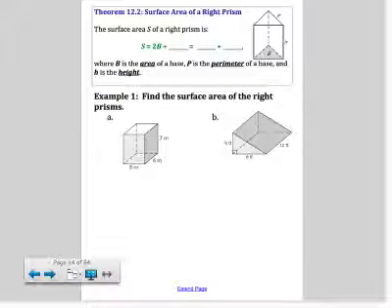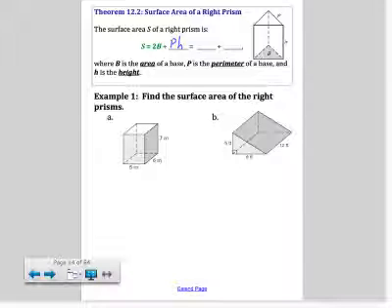Alright, so surface area of a right prism, it's 2B plus Ph, where capital B is the area of the bases, capital P is the perimeter of the base, and h is the height. Okay, so 2B plus Ph. Alright, that's the only formula we're going to use here.